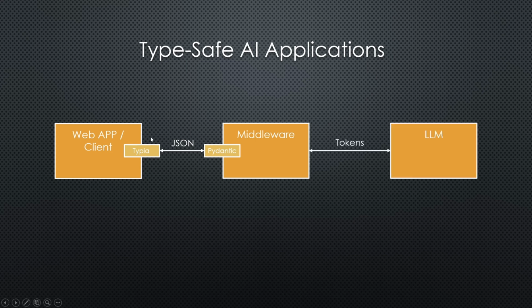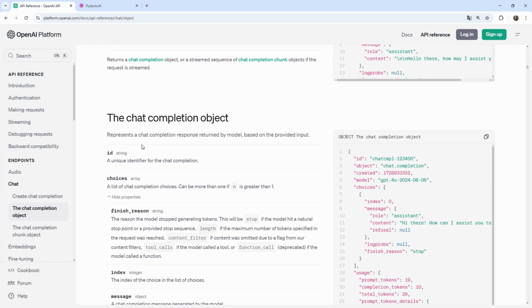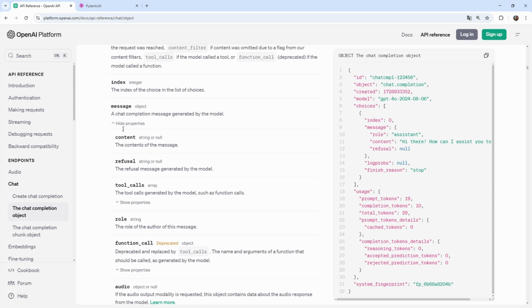Now, if you bring AI into the game, so typically an LLM, between the middleware and the LLM, you'll exchange tokens. It's basically strings. So the real message you get back from a chat completions API, for example, let's have a look, is also an object, a JSON object, but the essence, the real result of your request is under messages, and there you have the content. And this is just a string or null.